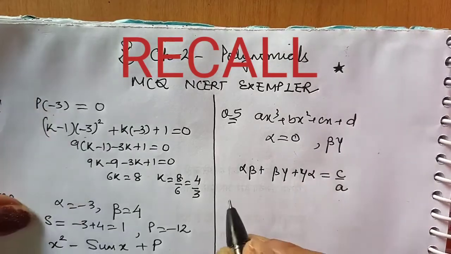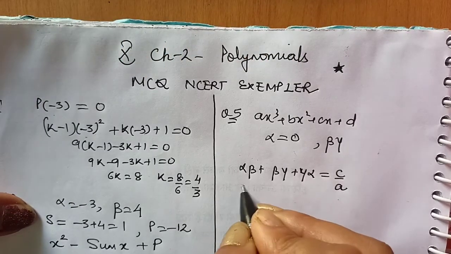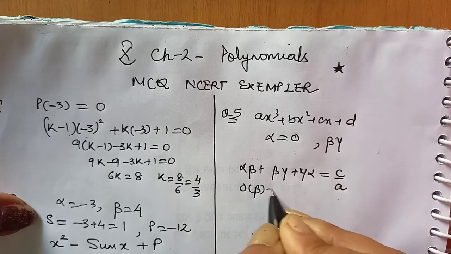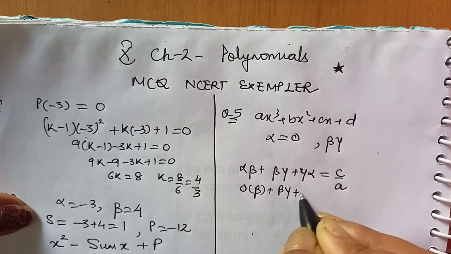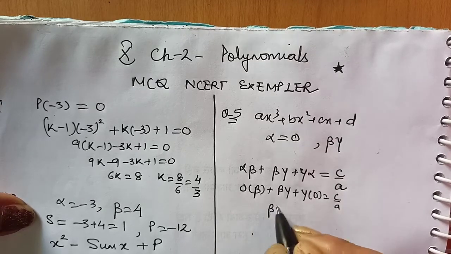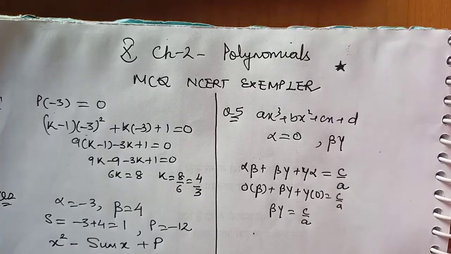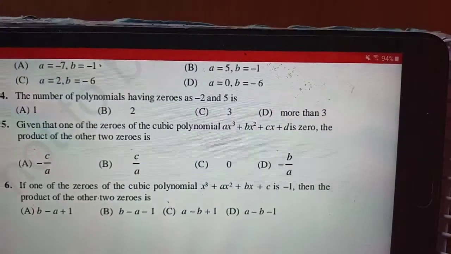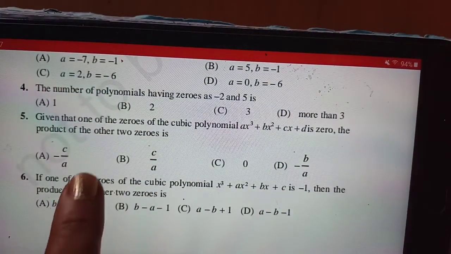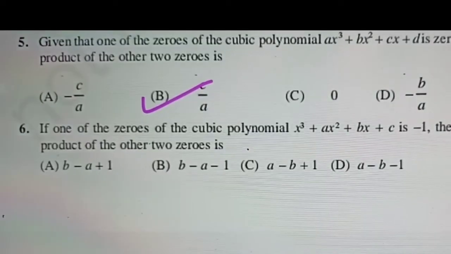You know this. Now if alpha is equal to 0, then this becomes 0. Beta into gamma plus gamma into 0 is equal to C over A. So we get the product of the other two zeros as C over A. So this is the answer. Again, do not cram. Simply you need to know the answer. So B is the answer, right? Let's go to question number 6.